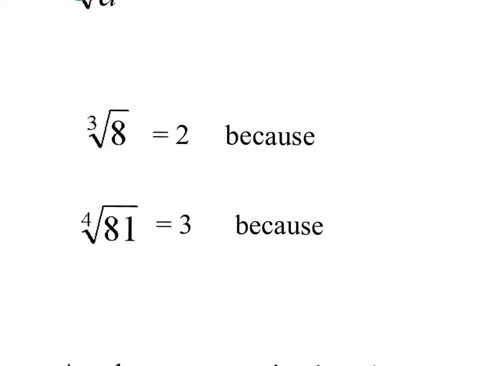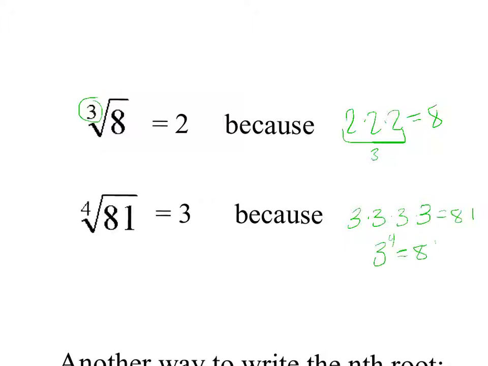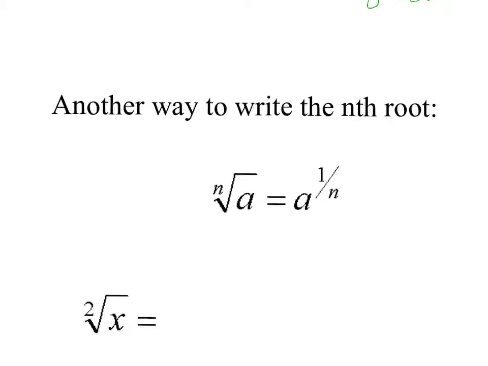So for example, the cubed root of 8 means what number times itself 3 times gives you 8, and that would be 2, because 2 times 2 times 2 is 8. There are 3 of them, and so the answer is going to be 2. Likewise, the fourth root of 81 is 3, because 3 times 3 times 3 times 3 is 81, or 3 to the fourth is 81. And so that 4 is saying what number times itself that many times will give you that.